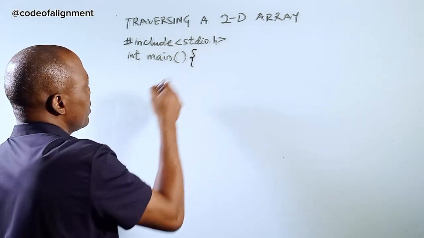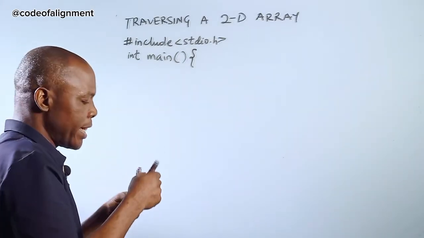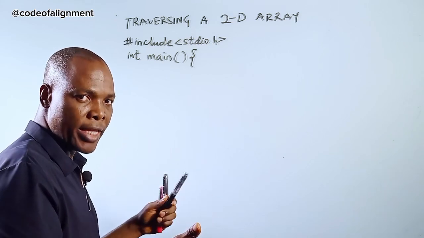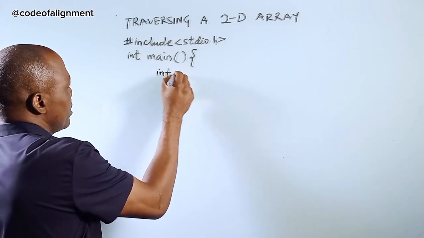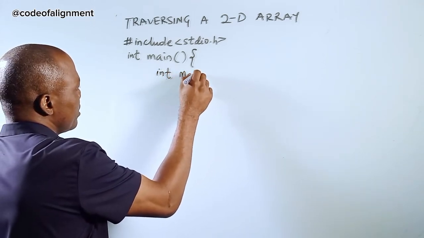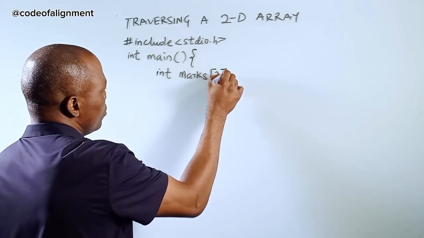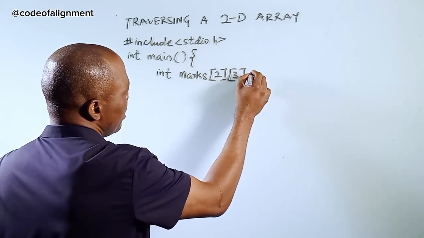And then in this, I'm going to declare the array. I'm going to declare a two-dimensional array and I will initialize it. So I will say int max, then 2, which is for the row, and 3, which is for the column.